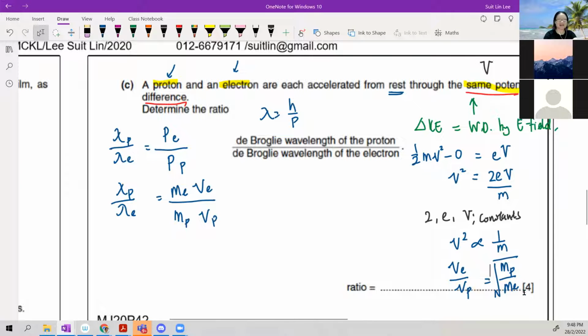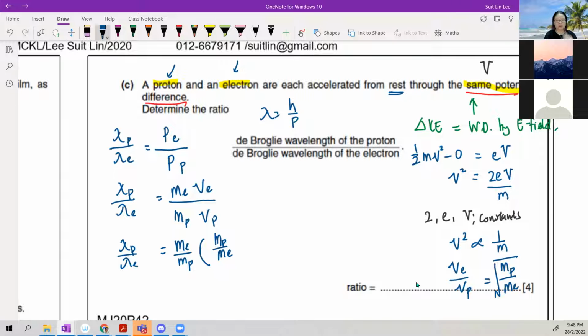That's why it's 4 marks. You need to do hardcore ratios. Ratio is your best friend. So from here, I can substitute. Lambda P over lambda E is ME over MP, bracket, MP over ME, power half or square root.